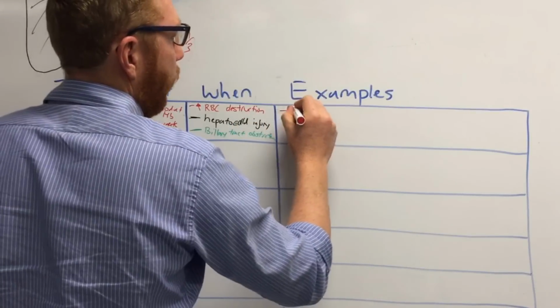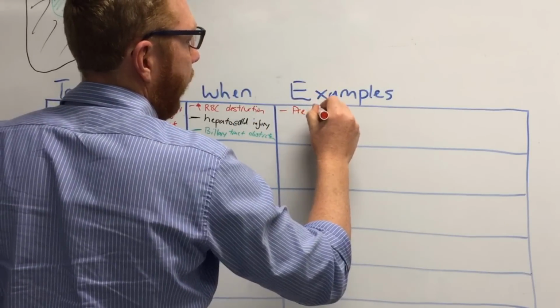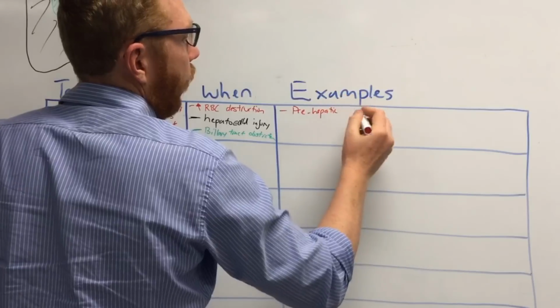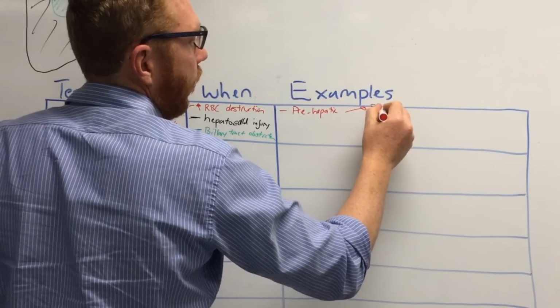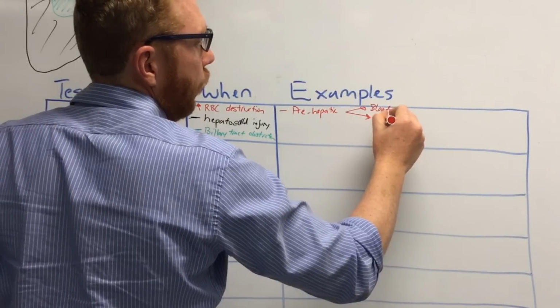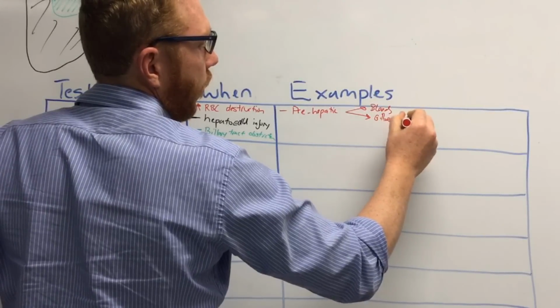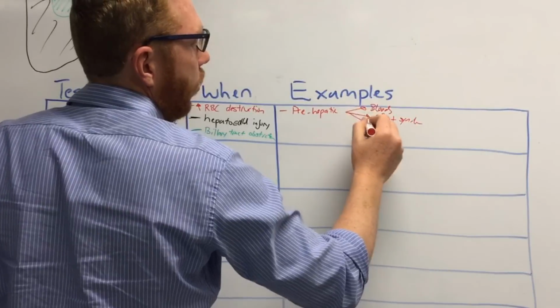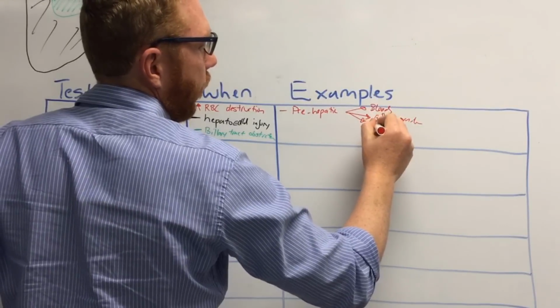So examples of pre-hepatic causes could be due to bleeds, Gilbert's syndrome, or just excessive hemolysis.